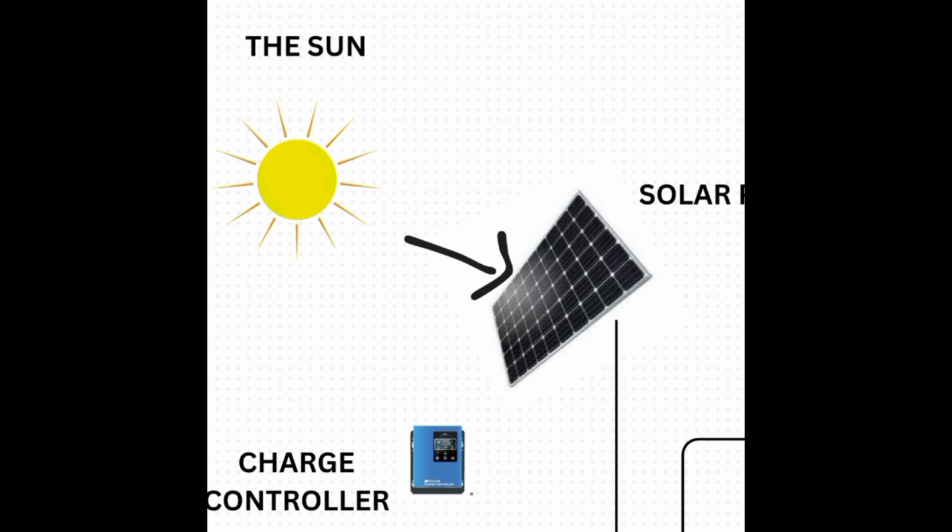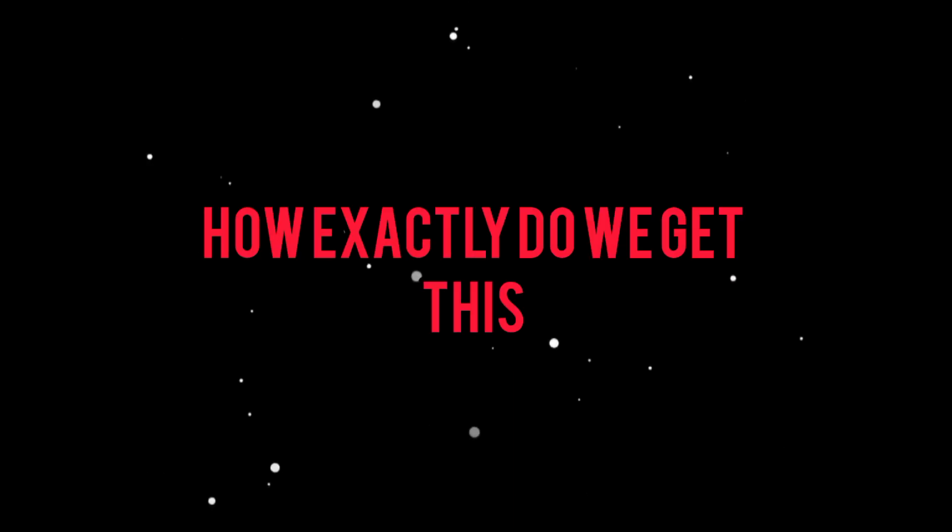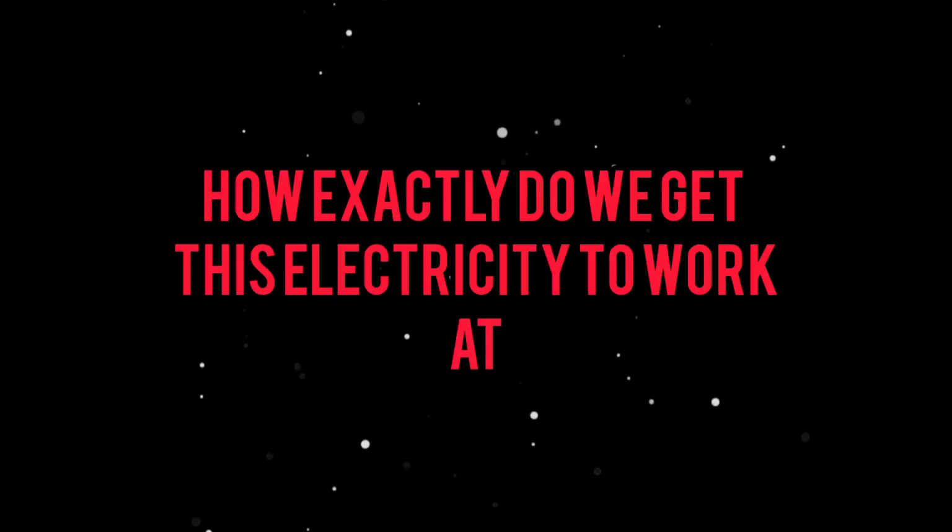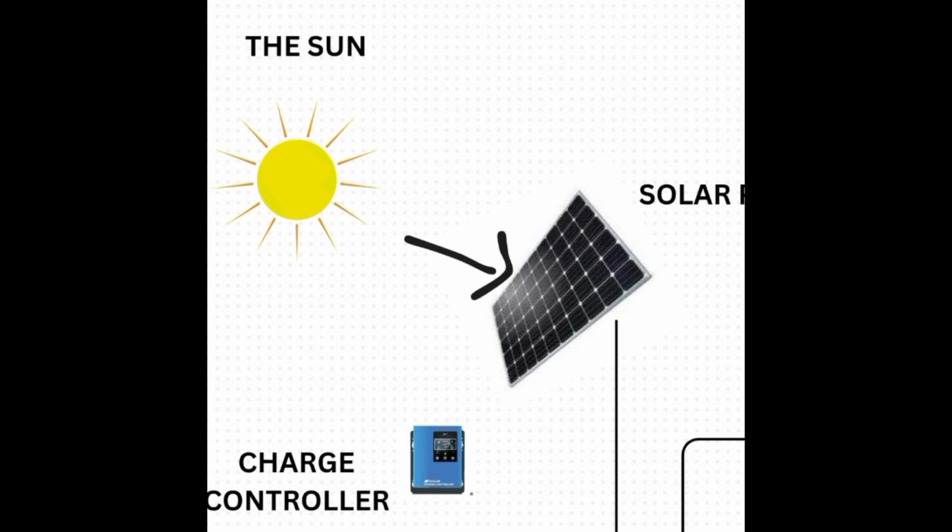As soon as the sun sets, this solar panel stops producing electricity. Once the sun is up again, it starts producing electricity. Once the sun is down, it stops producing electricity. So we have a problem here. How exactly do we get this electricity to work at night? Because if we only get electricity during the day, then that's almost useless, because most people go to work during the day. So how do we capture this electricity and save it up for night time?